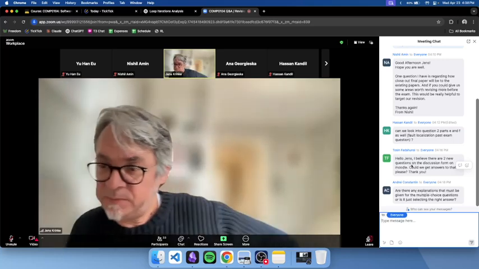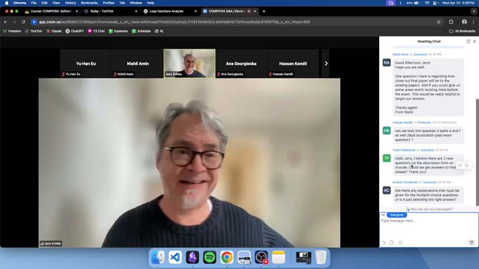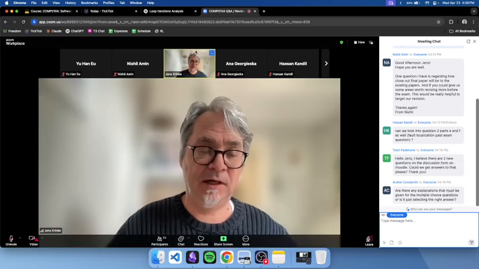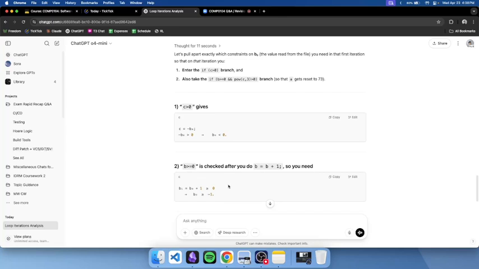Are there any explanation that must be given for the multiple choice question, or is it just selecting the right answer? It's just selecting the right answer. It's 10 questions, 10% of the marks. And that means you have to be able to finish it within 10 minutes. Do not write any kind of explanation. Just say which is the right answer.